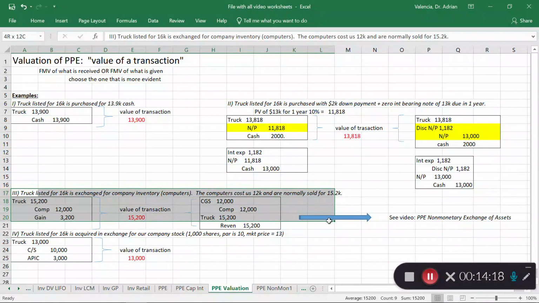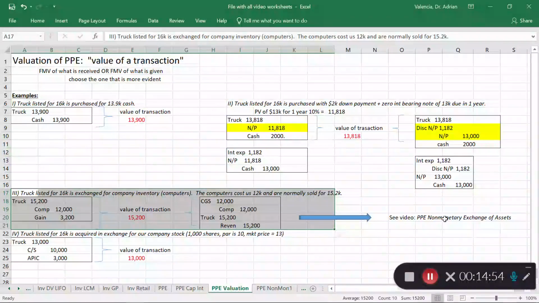So I did this simplified exercise here for you to understand the value of the transaction. But sometimes these would be considered non-monetary exchange of assets, right? And if it is considered a non-monetary exchange of assets, then you have to follow the rules related to non-monetary exchange of assets for property, plant, equipment. So one thing is to understand the value of the exchange or the transaction, and then another is to understand the rules that are applied in these scenarios. So for that purpose, I encourage you to look at the video titled non-monetary exchange of assets.